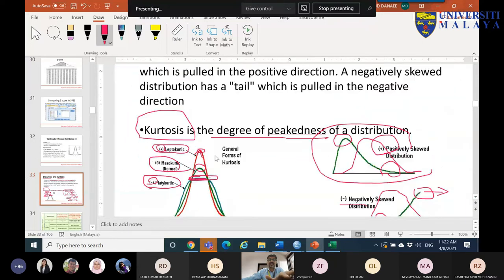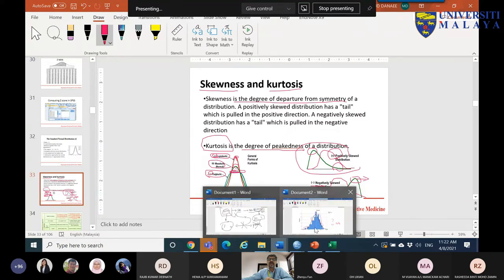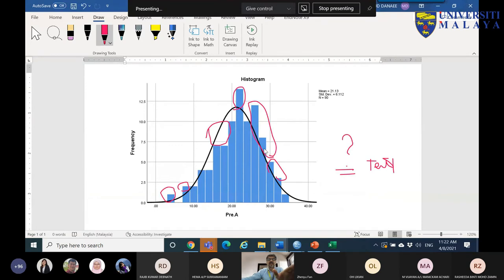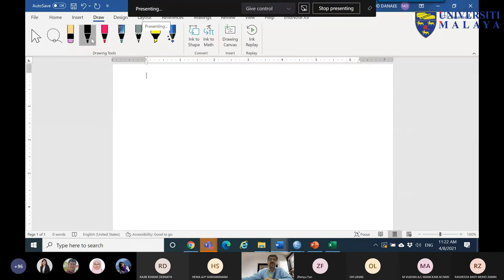But the point is, when we calculate the skewness and kurtosis, what is the acceptable level for skewness and kurtosis? There are three techniques to test the normality of your data, so I'm going to introduce you to these ways. The first one is based on the absolute value of skewness and kurtosis.